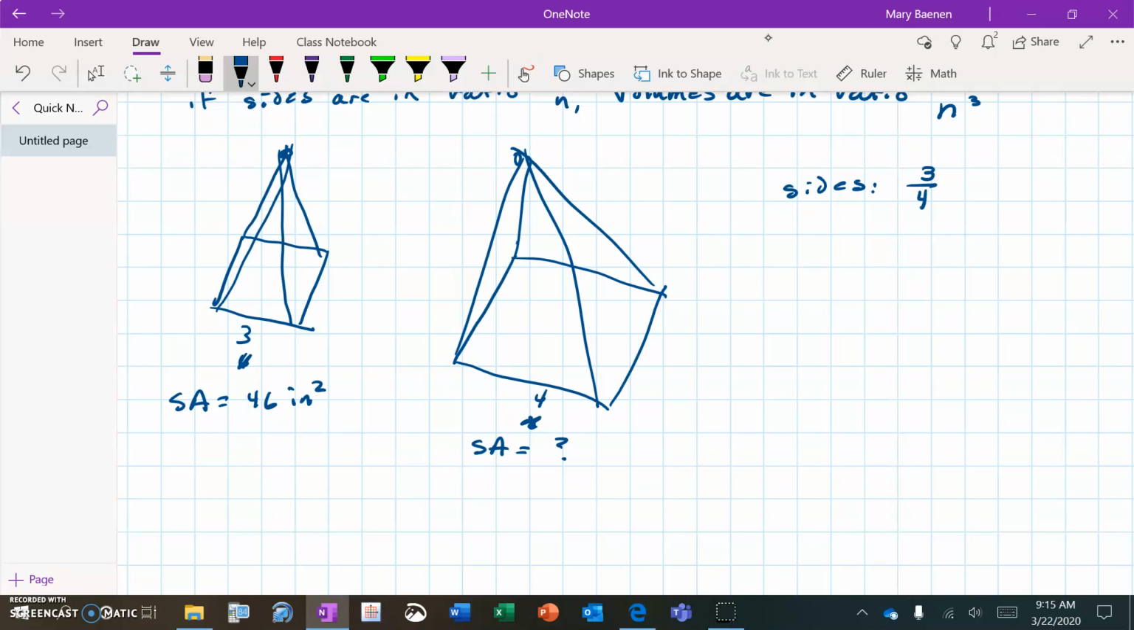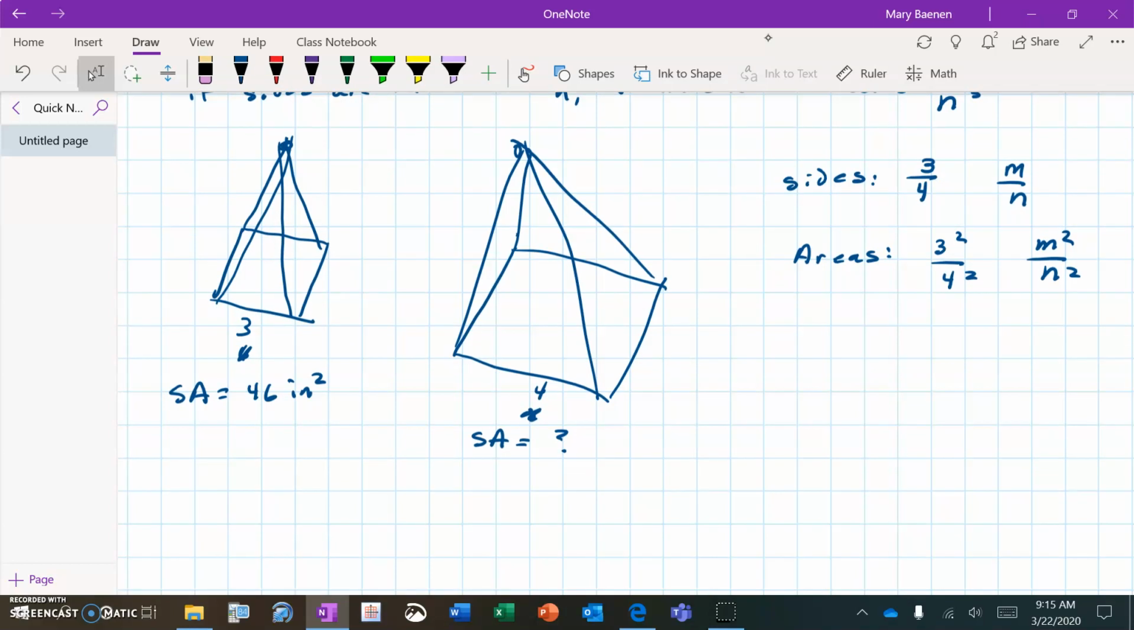Then they're going to give me a problem with these same pictures with the volume, but I'll do the surface area first. So if the sides are in the ratio of m over n, then their areas are in the ratio of m squared over n squared. So that means I take 3/4 and I square the top and the bottom. So the area is 3 squared, 9, 4 squared is 16. So the areas are in the ratio of 9 over 16. So now I'm going to say 9 over 16 with the top one being the smaller and the bottom one being the larger. The surface area of the smaller one is 46.